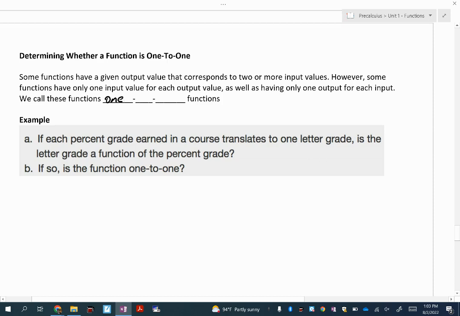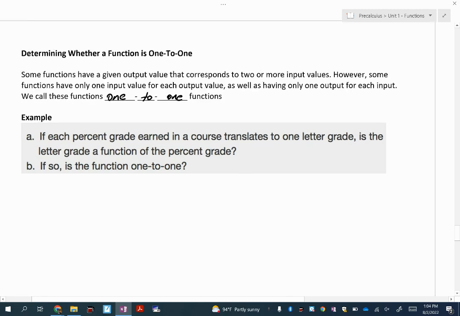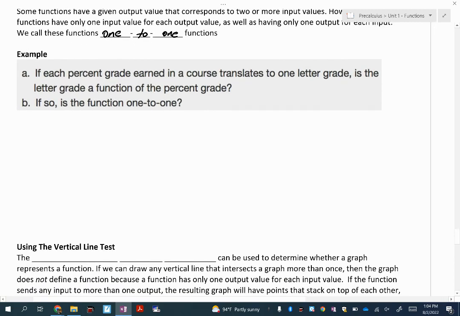So this is a one-to-one function. All right, and you'll see later how we can test for that. So if we go back to the idea about the percent grades to a letter grade as opposed to a GPA, same kind of deal, right? If each percent grade earned in a course translate to one letter grade, is the letter grade a function of the percent grade? So essentially, if I tell you, all right, that I got an 86, can you tell me what my letter grade would be? All right, in this school, I could be wrong on this, I think that's a B plus. I'd have to go check with our college counselors. All right, but the idea is yes, this works.